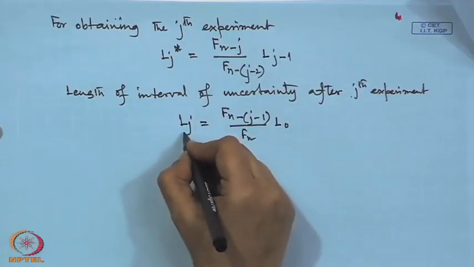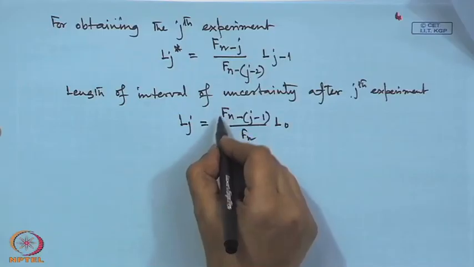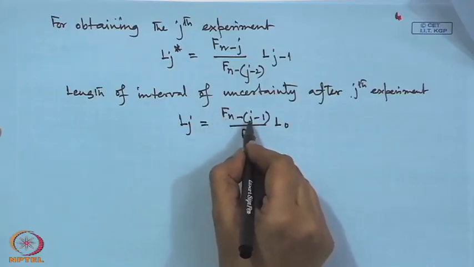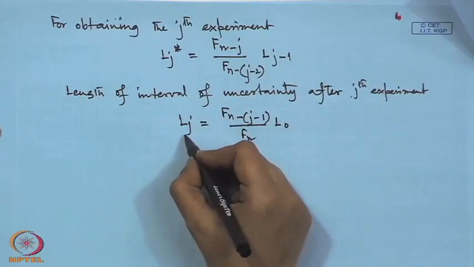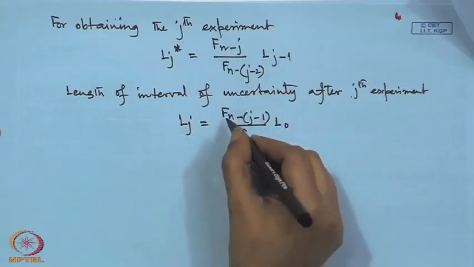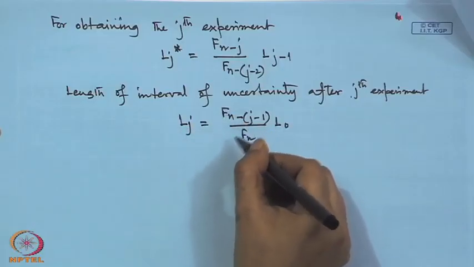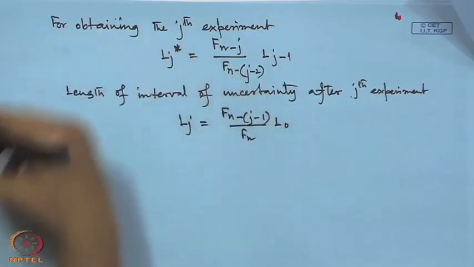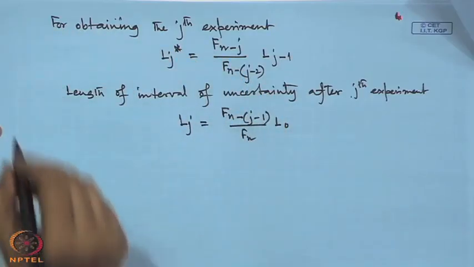If I put j is equal to 2, we are getting f n minus 1 divided by f n L0. If j is equal to 3, then we are getting f n minus 2 divided by f n L0. In that way we can generate all the points x1, x2, x3 up to xn, and we will reduce the interval further and further, and at the end we will get the nth interval of uncertainty, and the middle of that interval of uncertainty will be declared as the optimal solution for the given problem.